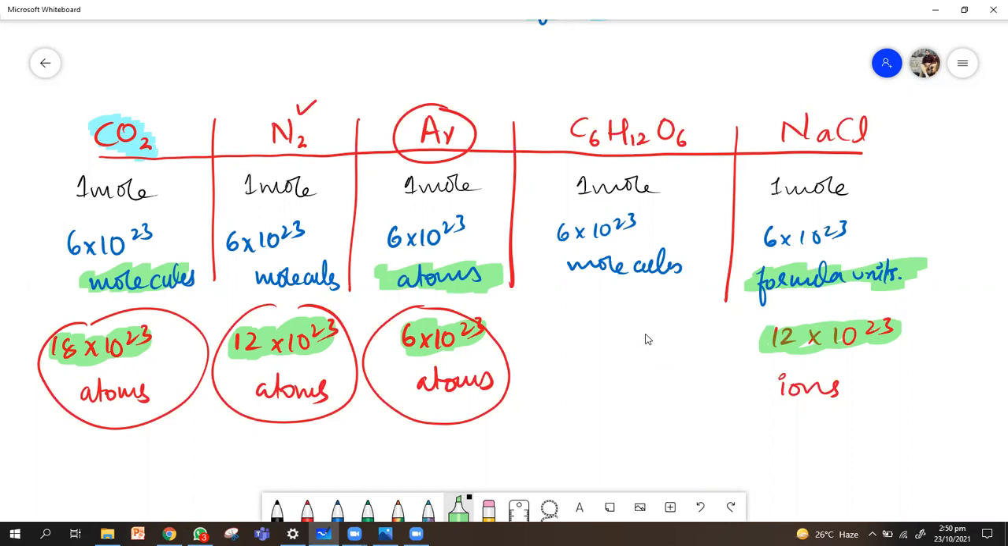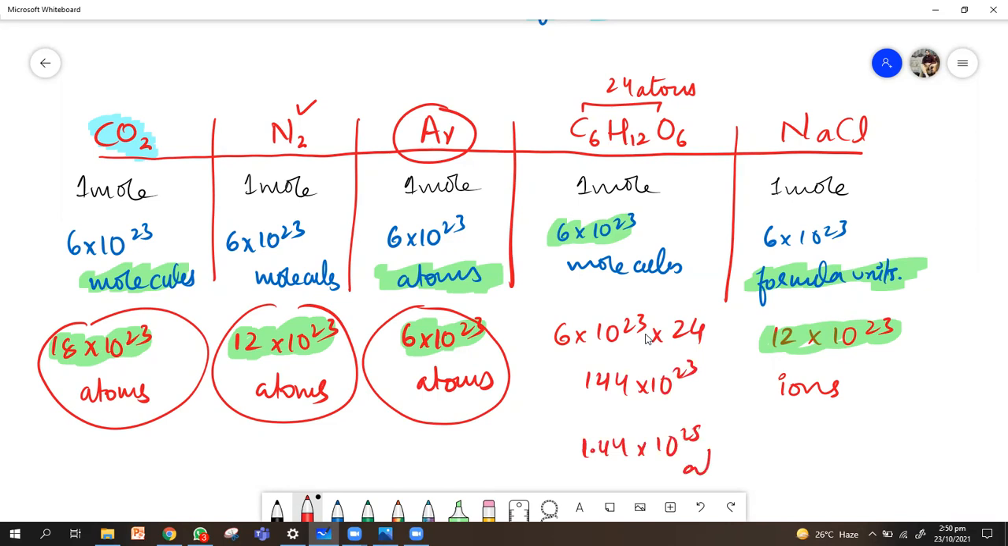Now, winding up this entire discussion, C6H12O6 would have 6 × 10²³ molecules, right? And of course, how many atoms can you see in one molecule of C6H12O6? I can see 24 atoms in one molecule. So that would be 6 × 10²³ times 24, which is 144 × 10²³, or you can write 1.44 × 10²⁵ atoms. Now that's a huge amount as compared to the other ones.